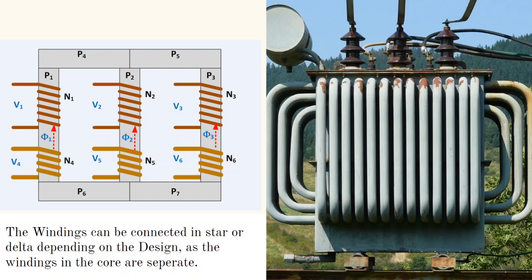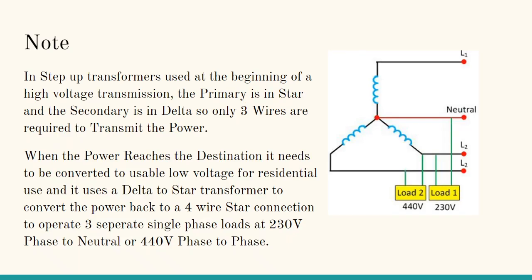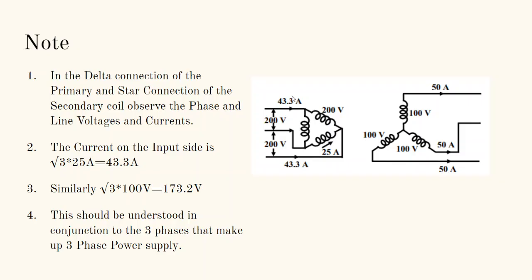When I want to transmit over a long distance, I convert it into a delta connection, step the voltage up really high, thousands of volts, transmit it to the destination, and make it back into single-phase power. Let's look at that. My destination is going to be a star connection, and my transmission is going to be a delta connection, similar to this diagram. So my delta connection is transmitting the power.